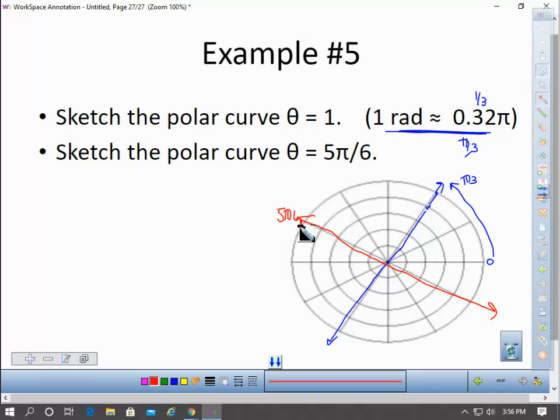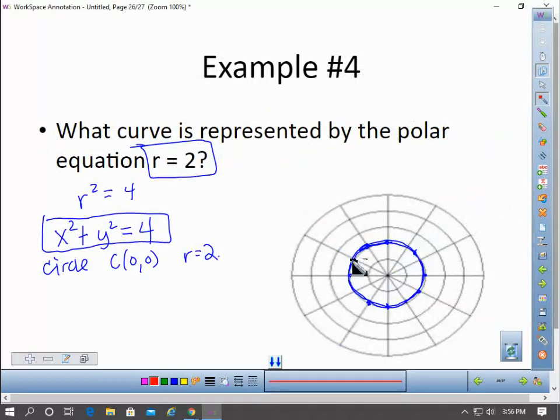That means we're including all r values. You want every r distance from the pole at this angle, 5 pi over 6. So you want the positive side and the negative side. That makes a straight line. So anytime you're asked to graph theta equals, it's a straight line. If you're asked to graph r equals, that's what ring you're on. You're on ring number 2. That's your r, which is a circle.